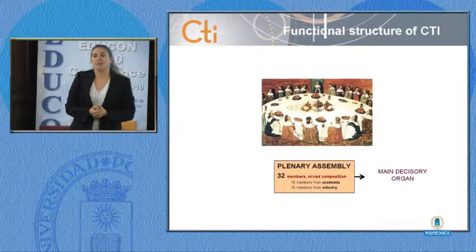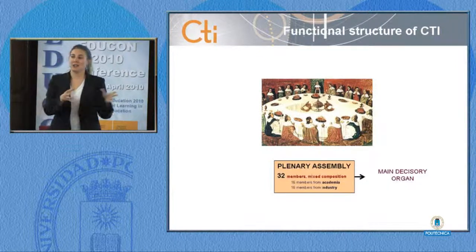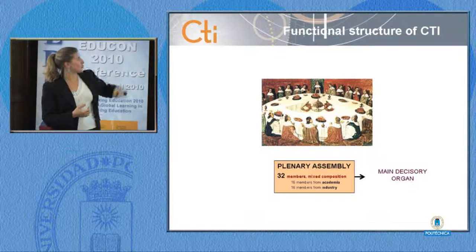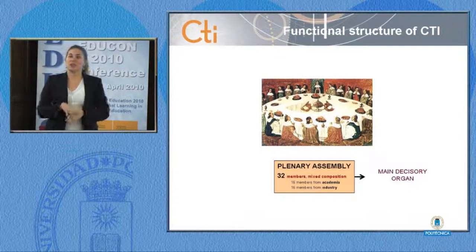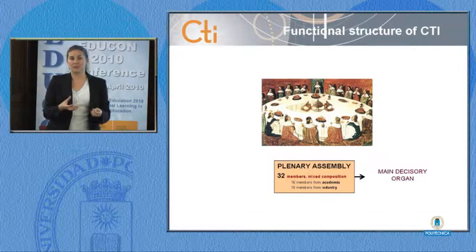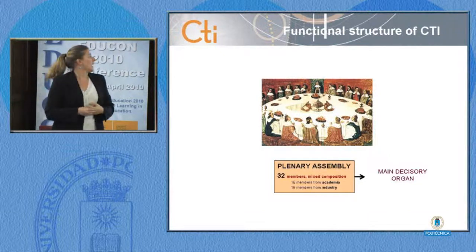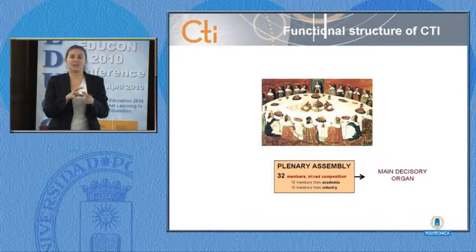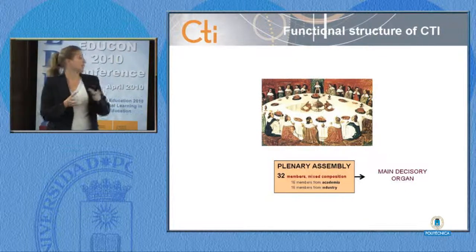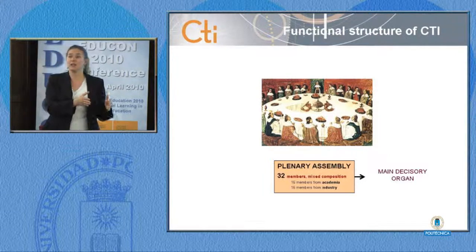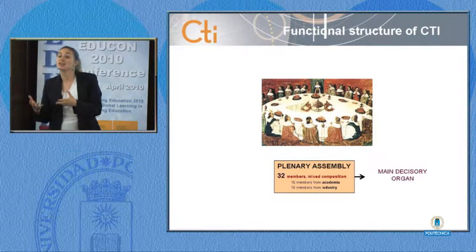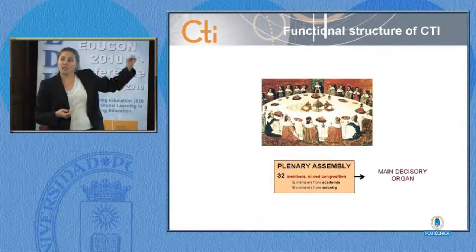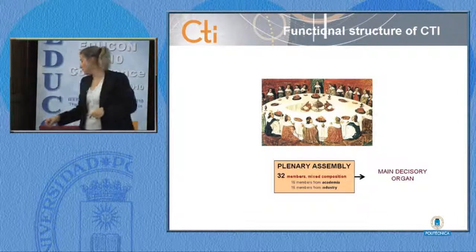So how does CTI work? I'm going to try to explain this very quickly, but I think this is quite illustrative. We have a round table, we have 32 members, and they work on a voluntary basis, the same as AVET does. And this plenary assembly of 32 people has a mixed composition: 50% of the people come from academia, and 50% come from industry. So this is the main decision organ, and it's actually making the accreditation decisions.